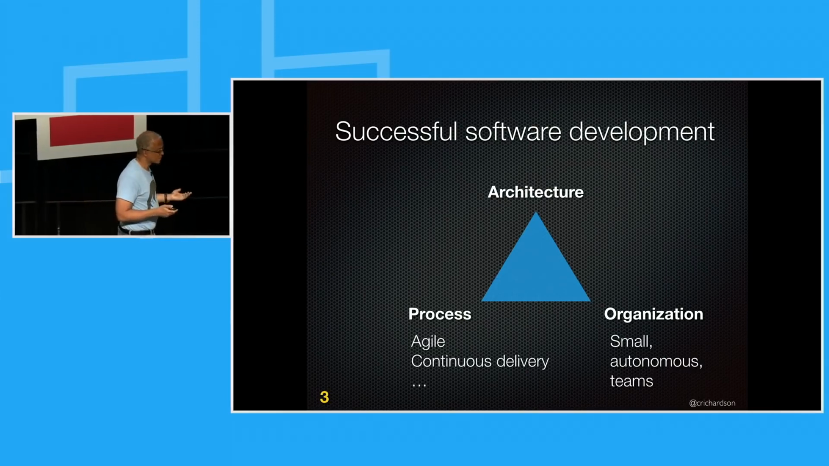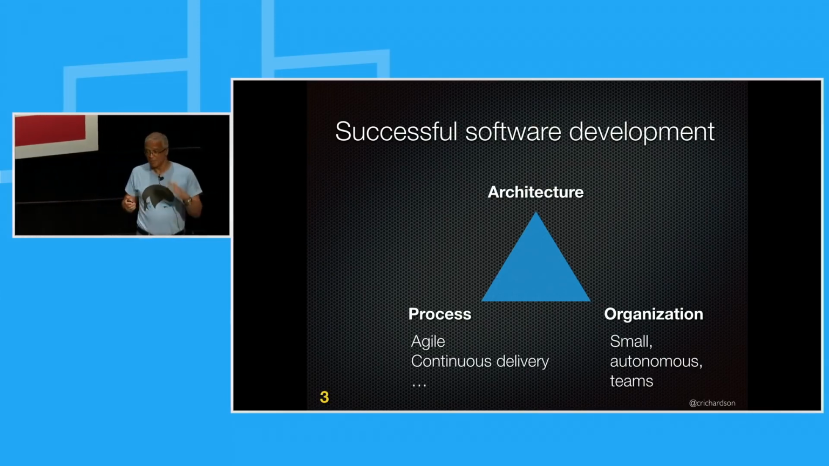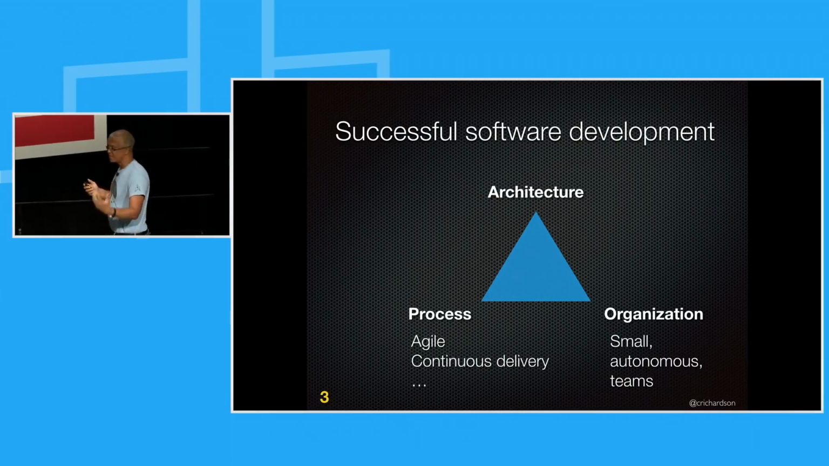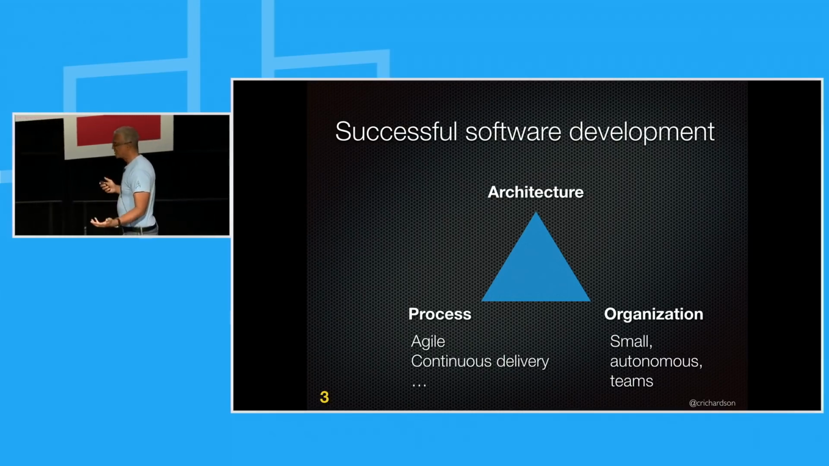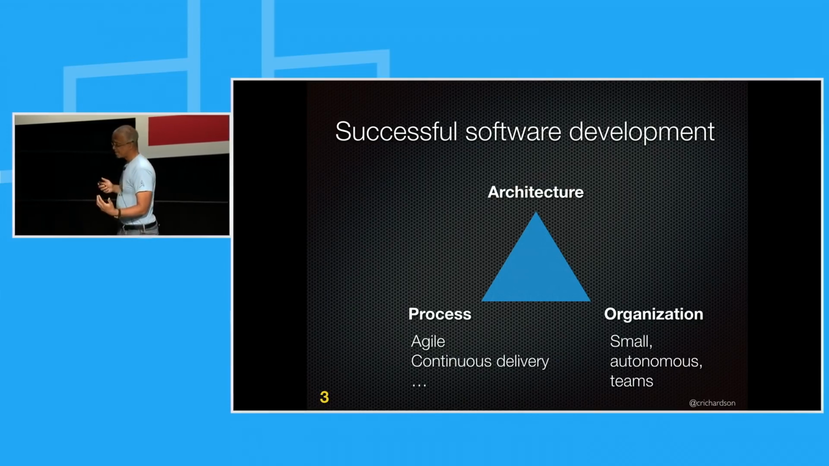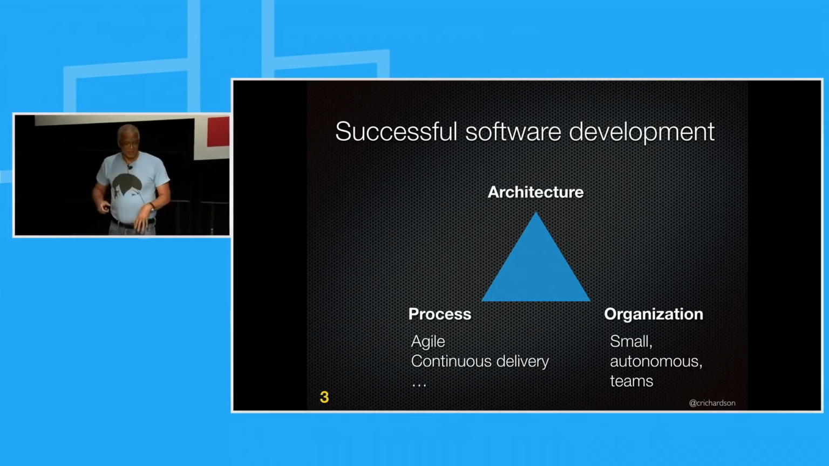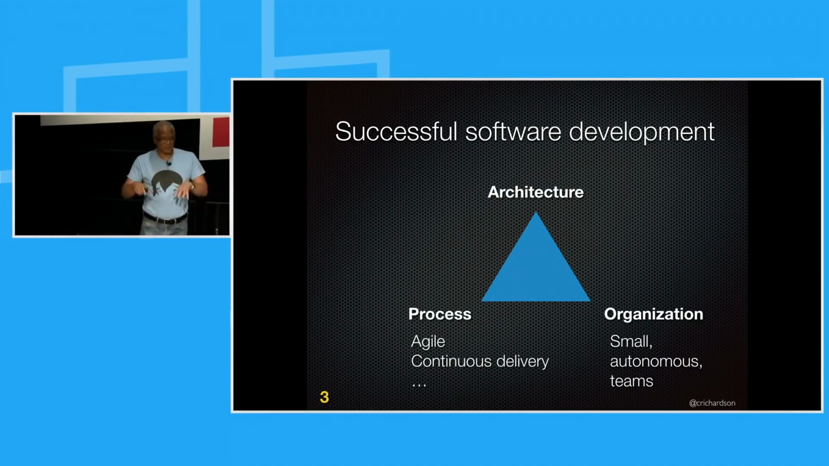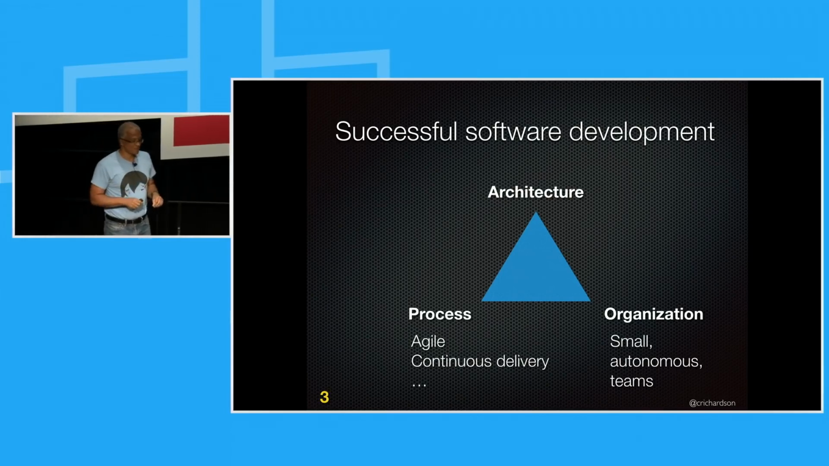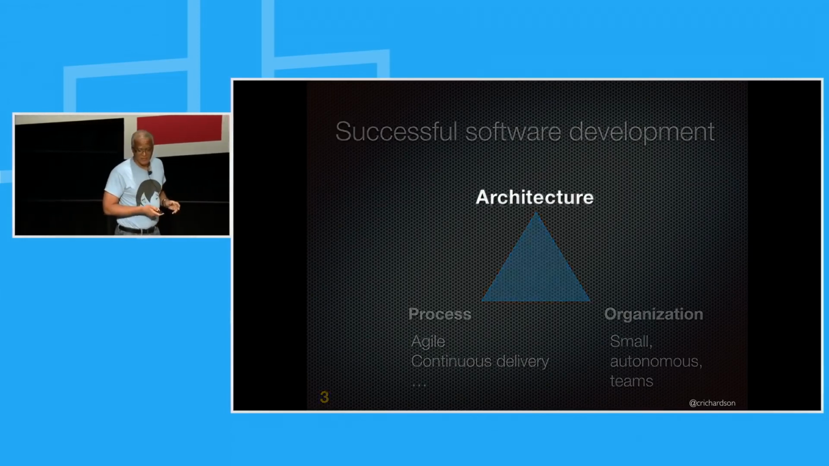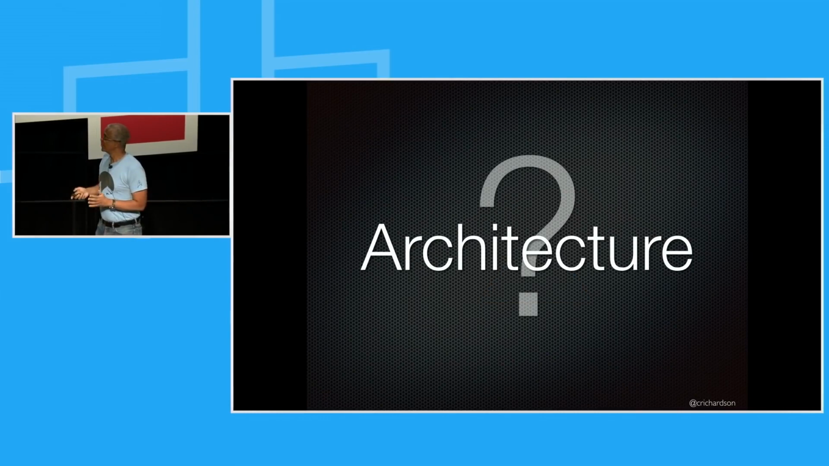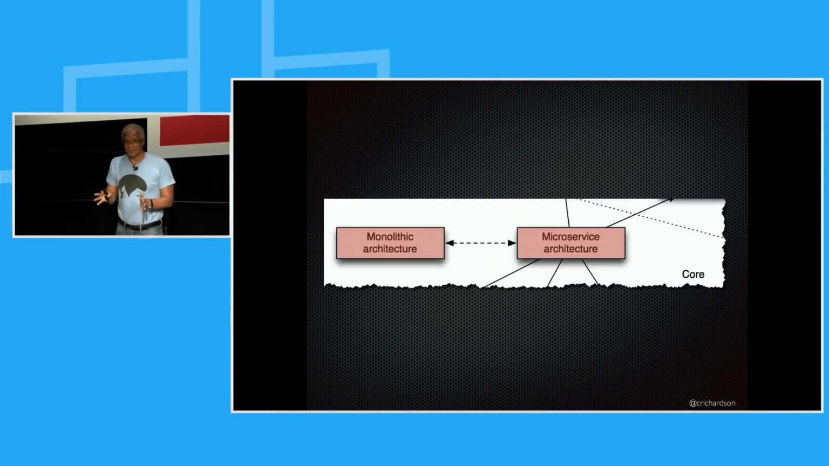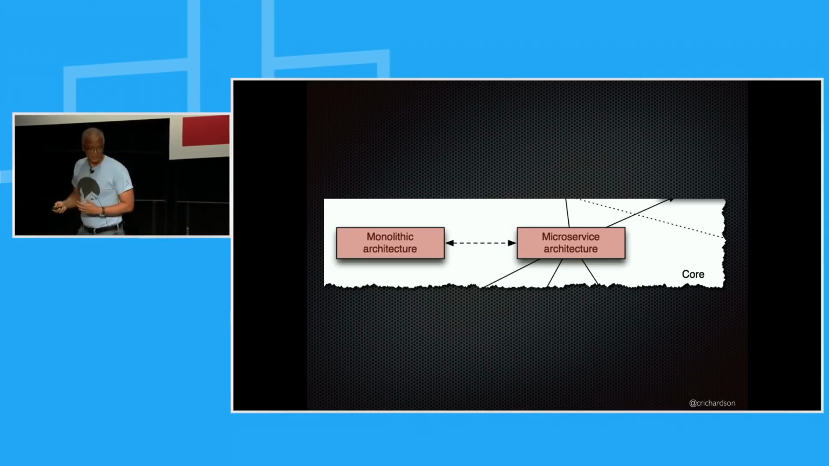And then there's also a lot of consensus to say that we should be developing using agile processes, right? Ideally, using continuous delivery, or better yet, continuous deployment. So that's organization, small, autonomous, agile teams who are delivering continuously. But what about architecture? So at a high level, there's two choices that you have to make. Am I going to build a monolithic application or a microservice-based application?